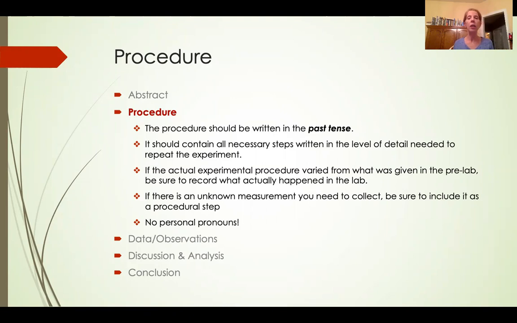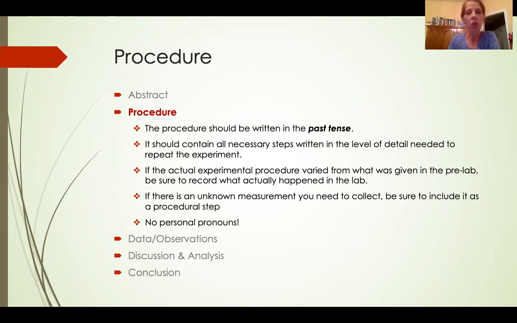So it does give you a step up if you type up the pre-lab and have the procedure already typed. You do need to change all the procedures to past tense. You also, if there's anything you did differently in actuality from what the experiment laid out, you need to make sure that you incorporate those changes into your procedure, because what you're writing down is what you actually did, not what you were supposed to do, but what you actually did.